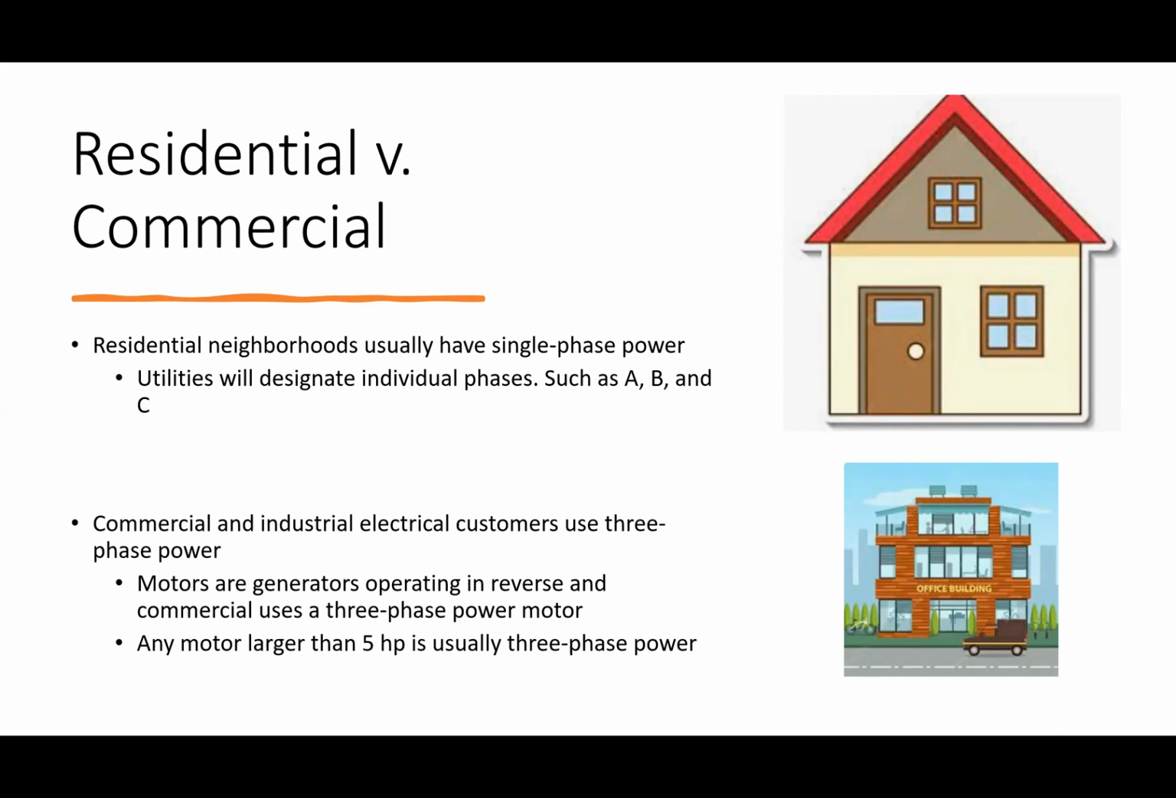The next are commercial and industrial electrical customers, which use three phase power. They use motors, which are generators operating in reverse. Commercial customers use three phase power motors because they are more efficient than single phase power motors. Any motor larger than 5 horsepower is usually three phase power. However, if three phase power is available, any motor larger than a half horsepower should use three phase because it is more efficient.